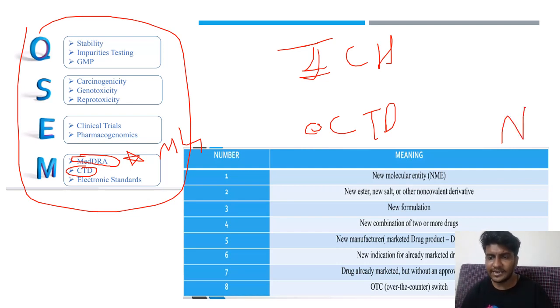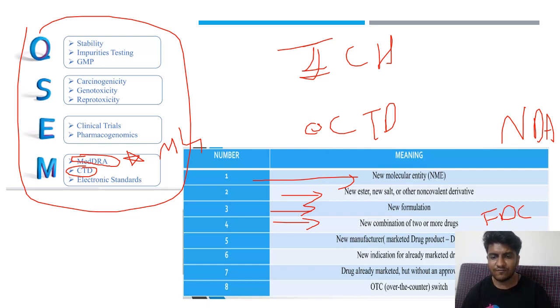And these are the types of NDA. So NDA applications are of 8 types. N1 is NME, N2 is new salt, new ester, N3 is new formulation, N4 is new combination, which is also known as FDC, fixed dose combination. N5 is new manufacturer. N6 is new indication, like aspirin. Previously it was indicated for analgesic, antipyretic, anti-inflammatory activity, but now it is used as a blood thinner, an antiplatelet drug. So its indication is changed, right? That is why you have Ecosprin, which is a brand name of aspirin.